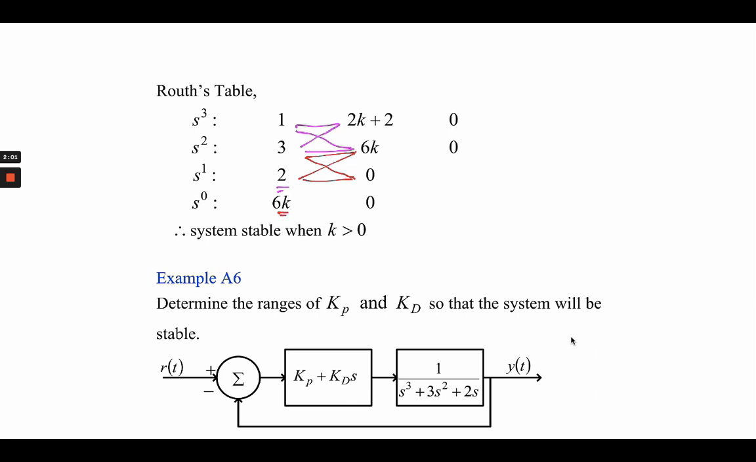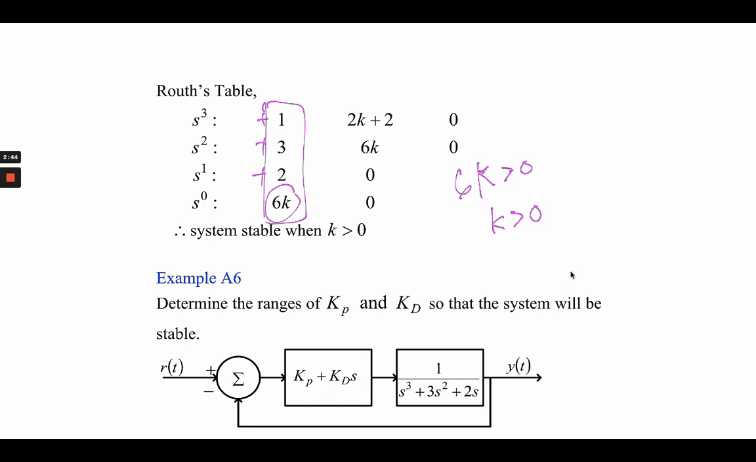So to evaluate the stability of the system, we see if there is a sign change in the first column of this Routh table over here. So we have 1, 3, 2, and 6k. So this is positive, positive, positive. And in order for the system to remain stable, we must have 6k greater than 0. So 6k greater than 0, we have k greater than 0. Alright? And what does it mean? It means that for whatever values of k, the system will remain stable.